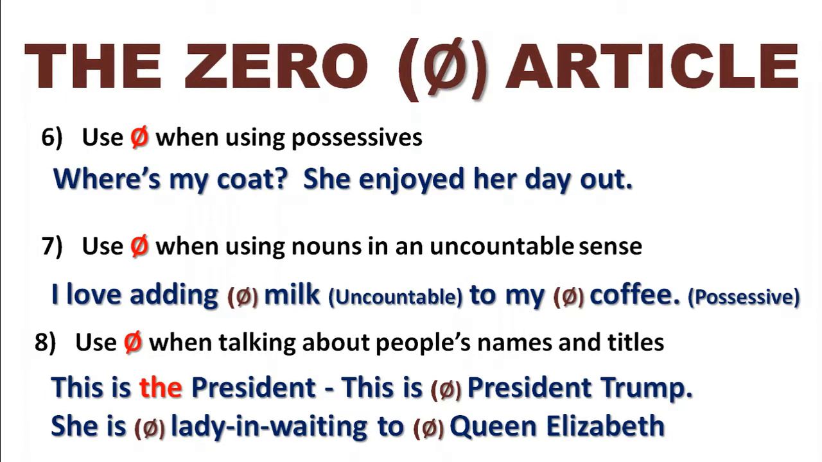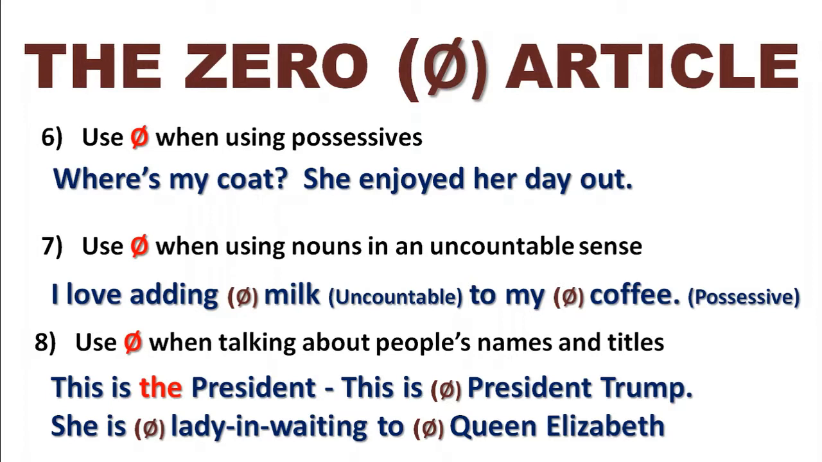Rule 7, we use the zero article option when we're using nouns in an uncountable sense. So I love adding milk. Milk here is used in its uncountable sense, so we have no article. I love adding milk to my coffee. Coffee here is also uncountable, but it's also accompanied by a possessive. So we don't need an article there because the article is replaced by my. The possessive my means we don't need the article before coffee.